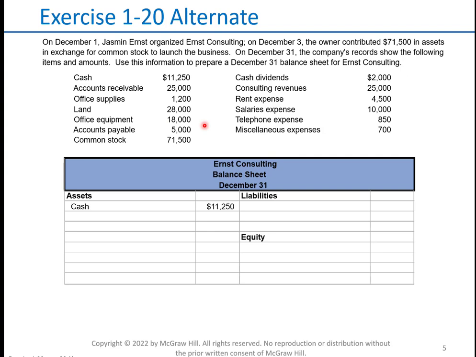So our cash is already cash. Accounts receivable are easy to sell. Office supplies are relatively easy to sell. Land is going to take longer. That's why it's listed here. And then office equipment.